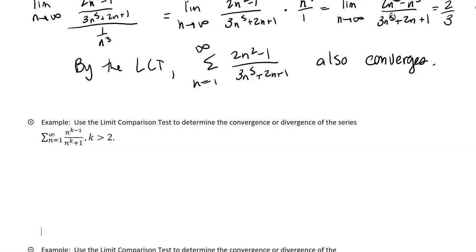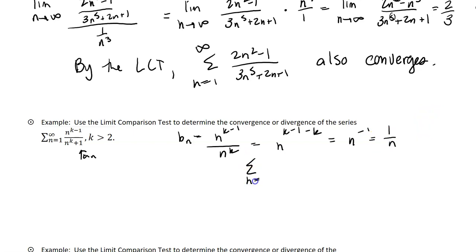So this is going to be my a sub n, and we'll let b sub n be something a little more simple. We'll use n to the k minus 1 divided by n to the k. So if I were to simplify this, I would have k minus 1 minus k, or n to the negative 1, or 1 over n, which of course we know the sum from 1 to infinity of 1 over n diverges because it is that harmonic p-series.